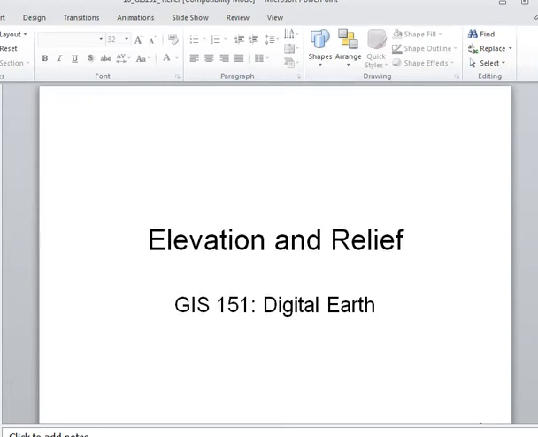So we're going to talk about elevation and relief, and we're going to end up today, the lab is going to be working with a type of data called LiDAR data. So we're going to look at a LiDAR viewer, which is really kind of fun to use.